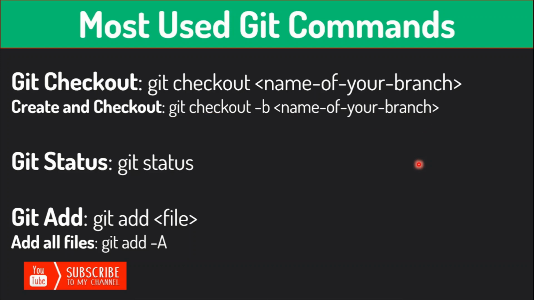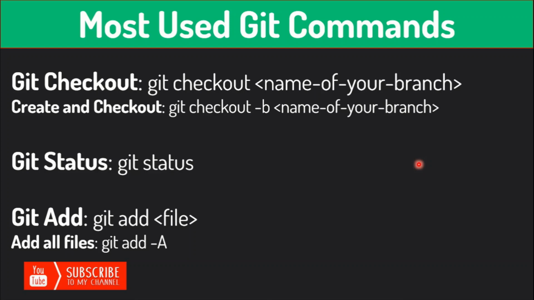Next is git status. The git status command gives us all the necessary information about the current branch. We can gather information like whether the current branch is up to date, whether there is anything to commit, push or pull, whether there are files which are staged, unstaged or untracked, and also we'll come to know whether there are files created, modified or deleted.